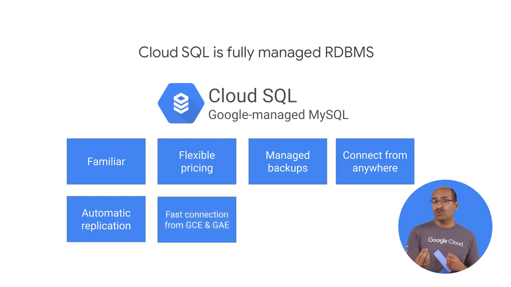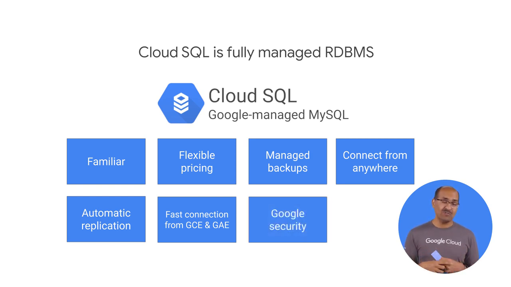Because it's behind the Google firewall, it's fast. You can place your Cloud SQL instance in the same region as your App Engine or Compute Engine applications and get great bandwidth. Also, you get Google security. Cloud SQL resides in secure Google data centers. So that covers where we'll be storing the recommendations.